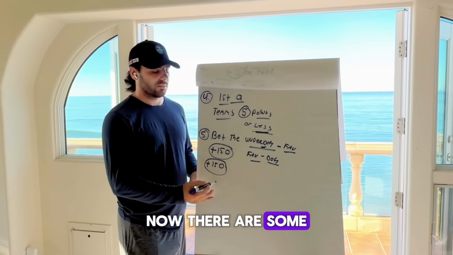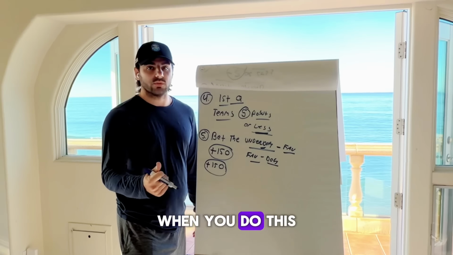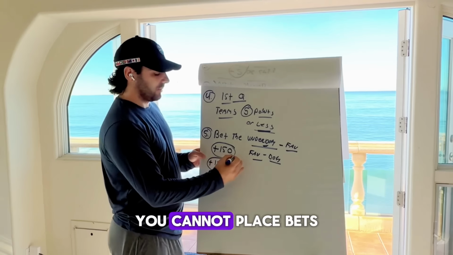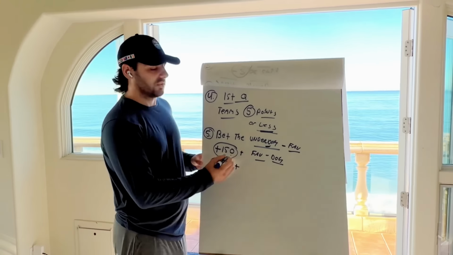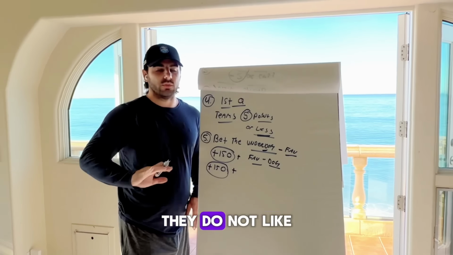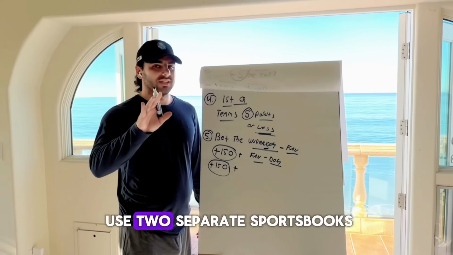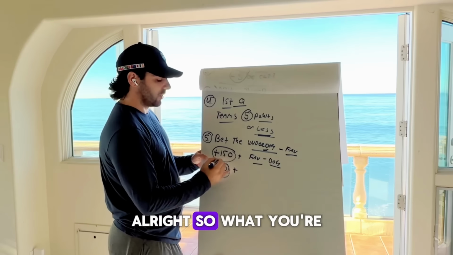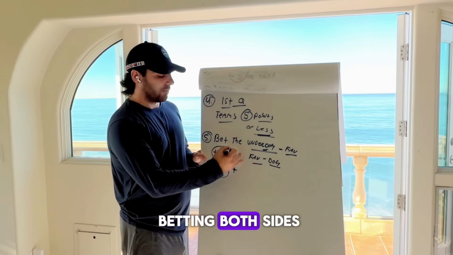Now, there are some things that you have to make sure that you're doing when you do this. You have to use at least 2 to 3 sportsbooks. You have to. You cannot place bets on both sides at the same sportsbook. You will get banned. They will take your account off. They do not like you doing that. So you have to use 2 separate sportsbooks, maybe even 3 to be safe. All right? So what you're doing now is you're betting both sides.